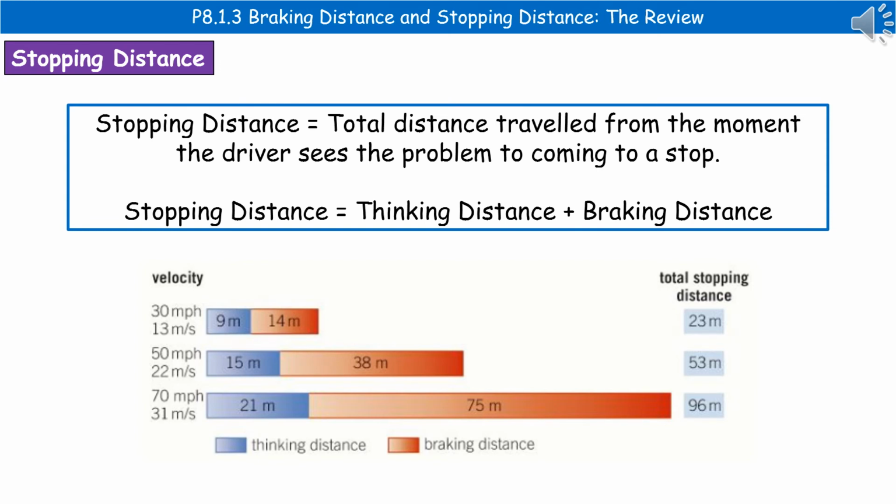The second term we need to know the definition of is the stopping distance. And the stopping distance is the total distance travelled from the moment the driver sees a problem to coming to a complete stop. So in reality, the stopping distance is the thinking distance plus the braking distance.